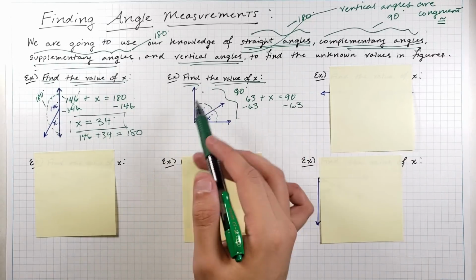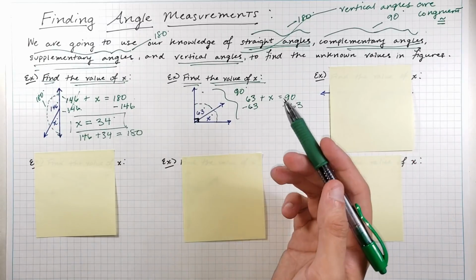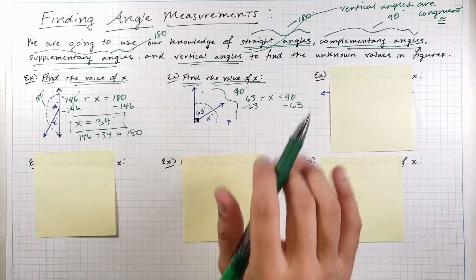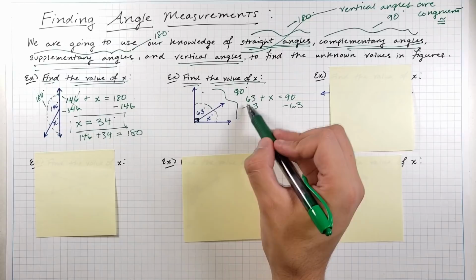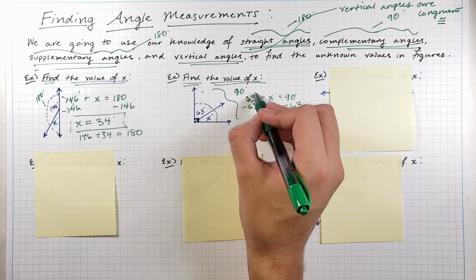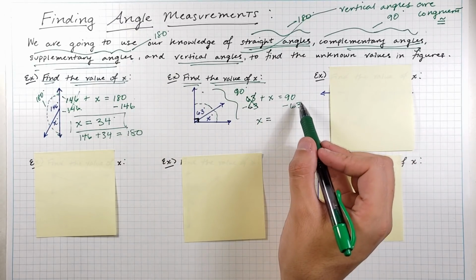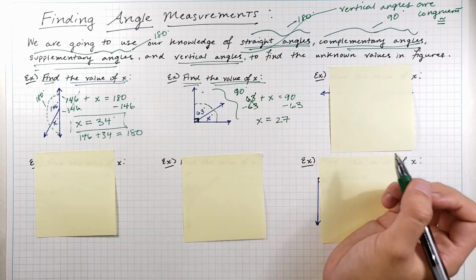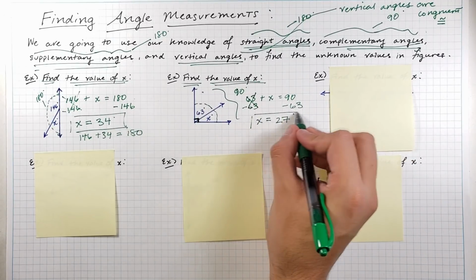Whenever the problem asks you to find the value of x, you just want to get x by itself. That's all it means. Get x by itself on one side of the equal sign with nothing else next to it. So when you subtract 63 from both sides, these 63s go away because 63 minus 63 is 0, and you're left with x equal to 90 minus 63, which is 27. If you want to go to the side and do that, you can. So you get x equals 27 degrees.